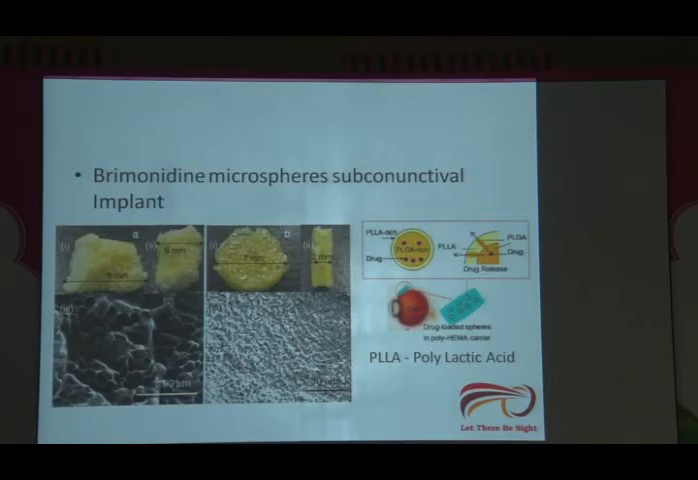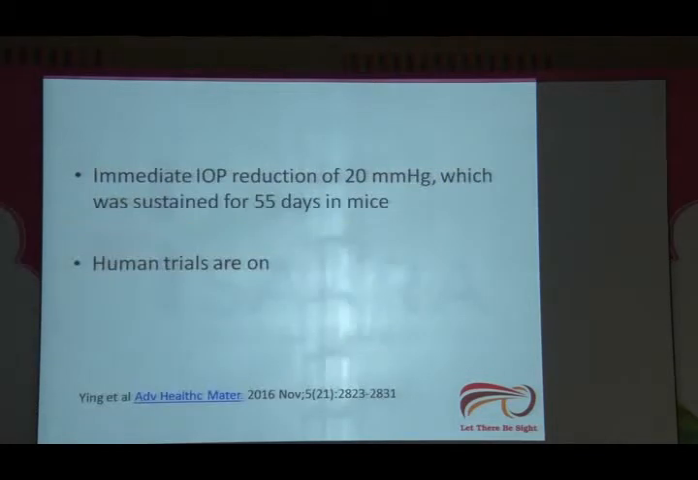One of the promising things that's coming up is the brimonidine microspherules, which are implanted subconjunctivally. These are microspherules which have the drug within them, and once they're implanted, they slowly release the drug after the dissolution of the outer membrane of polylactic acid. Here, an immediate reduction of intraocular pressure of roughly 20 millimeters, sustained for roughly 55 days in mice, has been proved, and human trials are on.